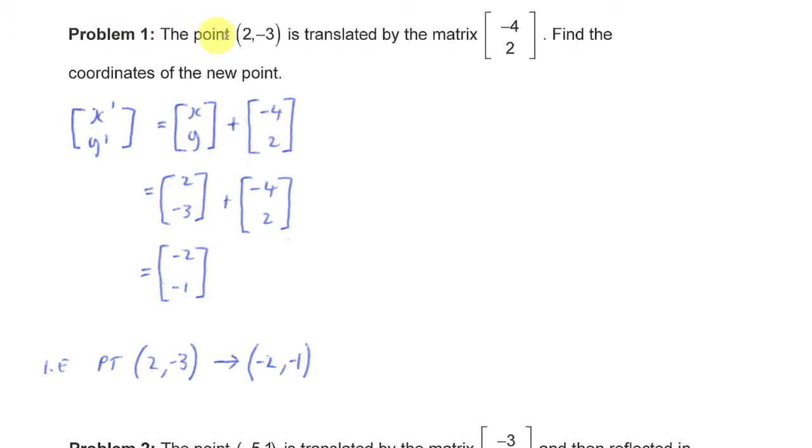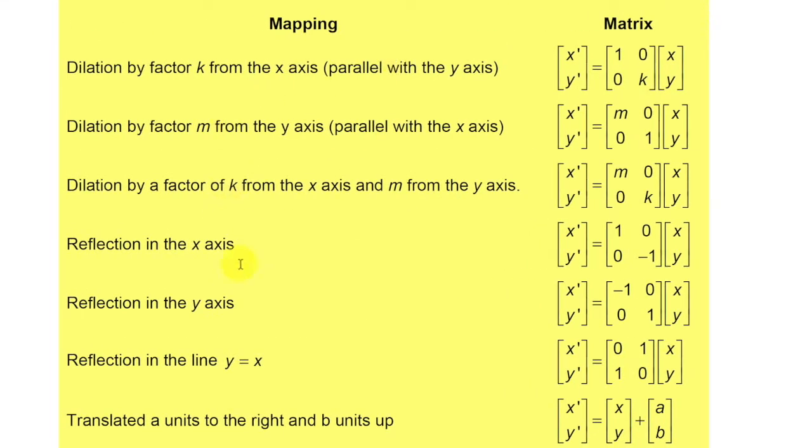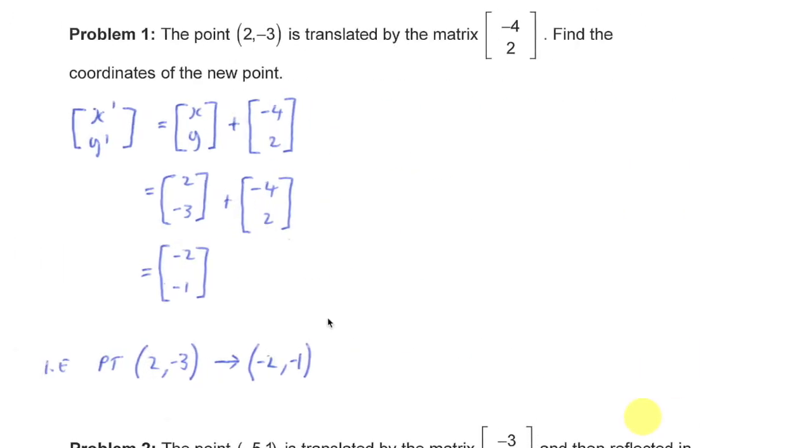Problem 1. The point (2, -3) is translated by the matrix (-4, 2). Find the coordinates of the new point. So, we're looking at a translation. We go to our yellow box here. Which one is the translations? It's here. x prime, y prime is going to equal the original xy plus the translation matrix. So that's what I set up. I know what that translation matrix is. It's (-4, 2). So I write it down.